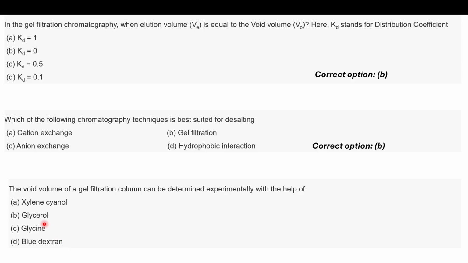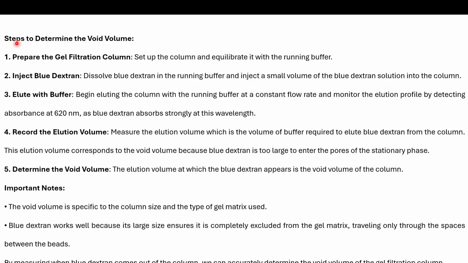Okay. So here xylene cyanol is a dye, glycerol is not heavy enough, glycine is also not heavy enough, and blue dextran is a larger molecule which helps in determining the void volume of an SEC column. These are the steps to determine the void volume. You prepare the column, and then you inject blue dextran.